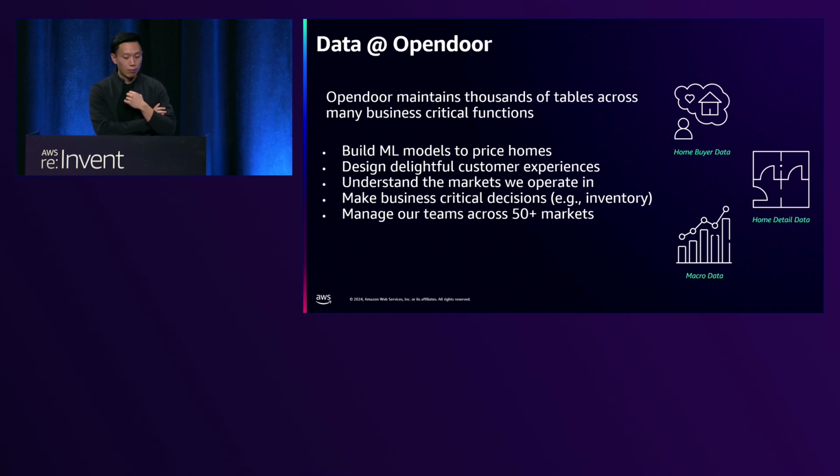We use data to make business critical decisions. At our company, we use data to help us manage inventory, like to put our portfolio together, et cetera. And also, we use data to manage our teams across these areas. We have operators on the ground go into houses in each of these markets, and we use data to better understand how they're doing their jobs.